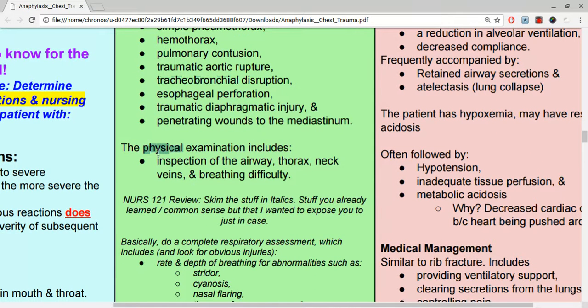The physical examination includes inspection of the airway, the thorax, the neck veins, and breathing difficulty. With regards to neck veins, that's basically a sign or symptom of cardiac tamponade, which is why you're looking at those neck veins, because they're going to show if the blood is getting backed up right there, which would be an indicator for a cardiac tamponade.